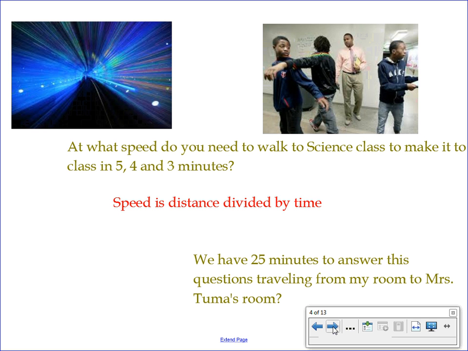As far as STEAM goes, with the election stuff, that's a nice combination between mathematics and social studies, but science was one day talking about how their kids are struggling with the speed formula, and breaking down the formula. So we came up with this question about, at what speed do we need to walk to science class to make it to class in 5, 4, and 3 minutes? And basically we just left it at that.